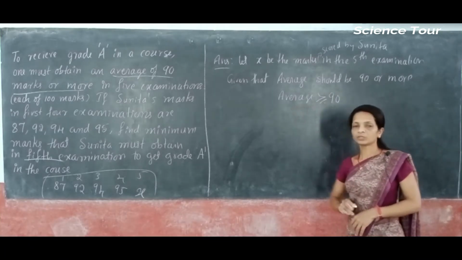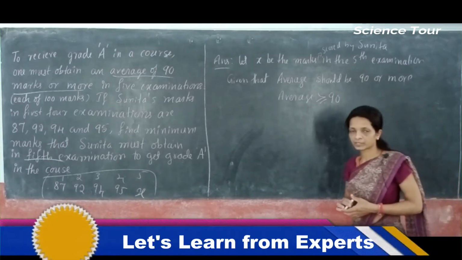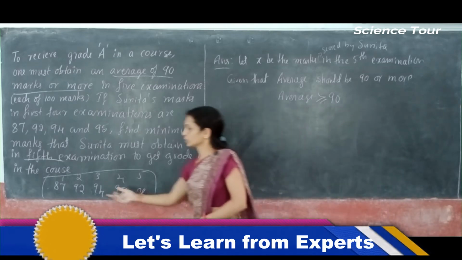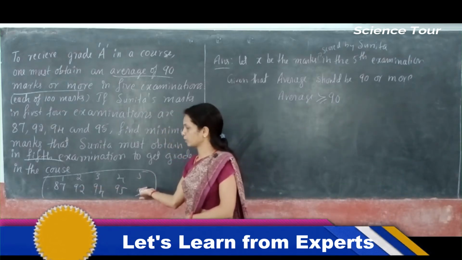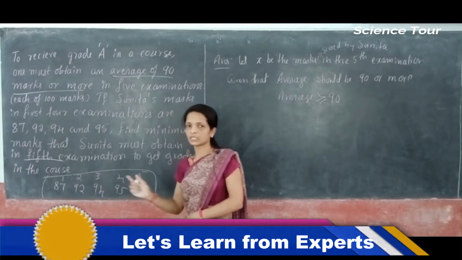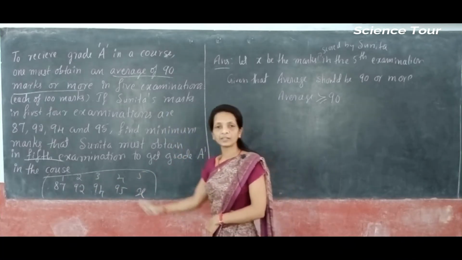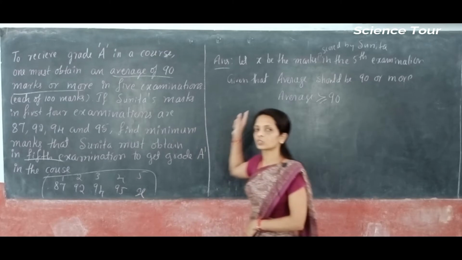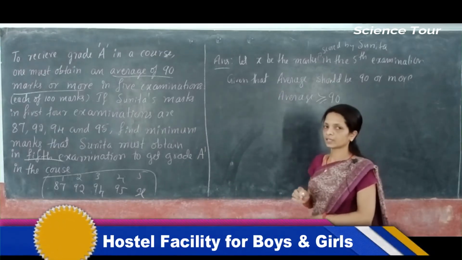But how to take average? Now there are 5 examinations, right? So how do you take the average of 5 examinations? You will take the total of these 5 examinations and you will divide by 5. That gives you the average of 5 examinations, right?